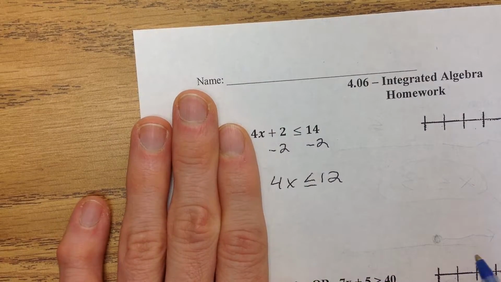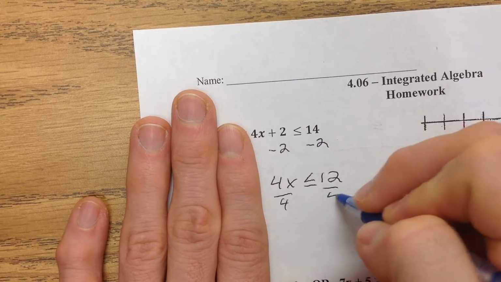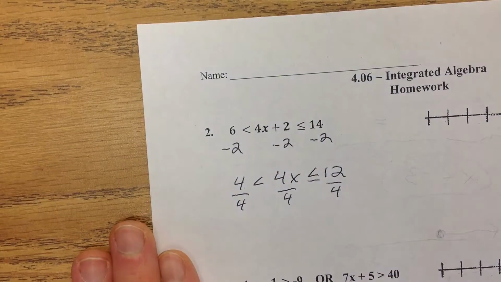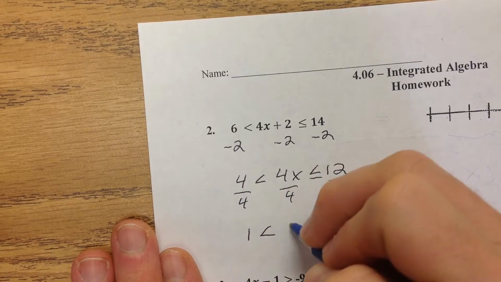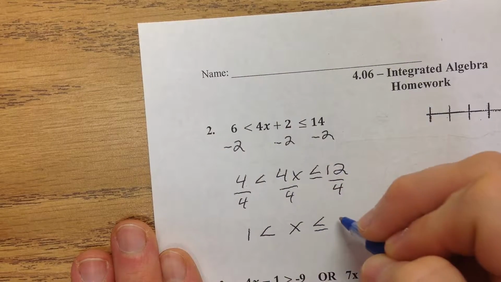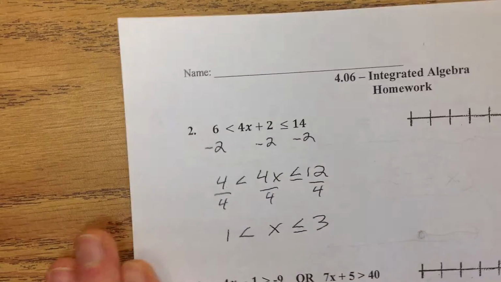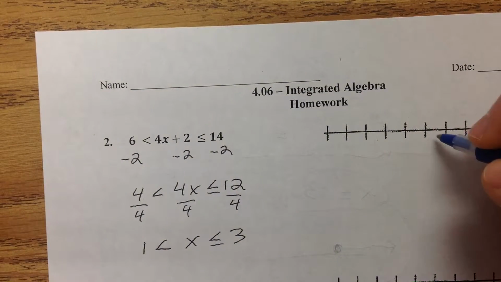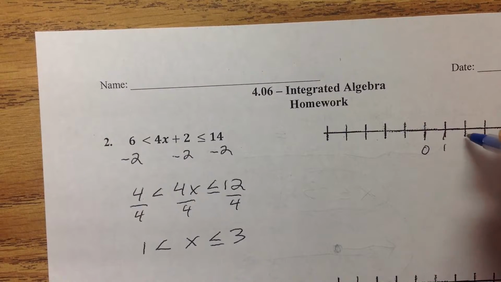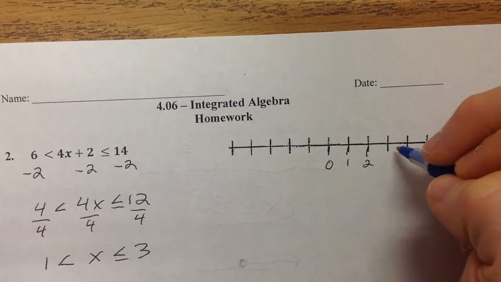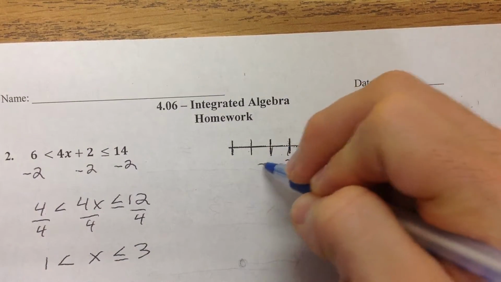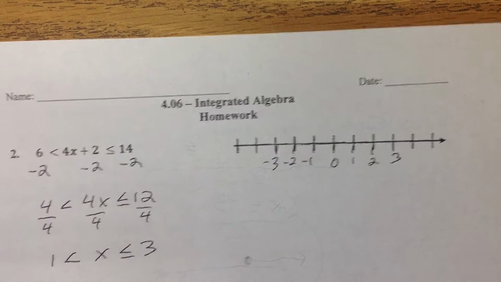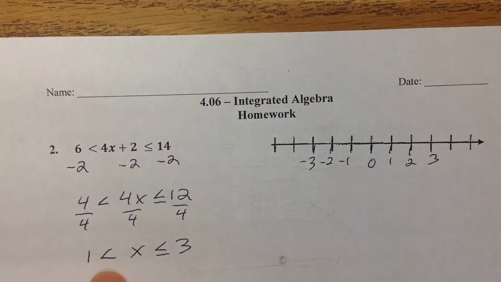Same idea. All right, to solve this, I would divide by 4. So let's do the same thing, only do it in all 3 places. So at the end, we're going to end up with 1 is less than x, which is less than or equal to 3. Okay. So we'll go up here, we'll make our graph. There's 0, there's 1, there's 2, there's 3, there's -1, there's -2, there's -3. And then if we look at what we have to write here, it is 1 is less than x, which is less than or equal to 3.